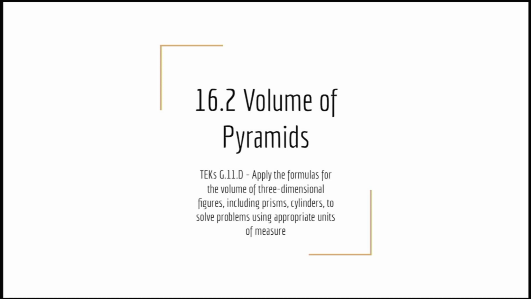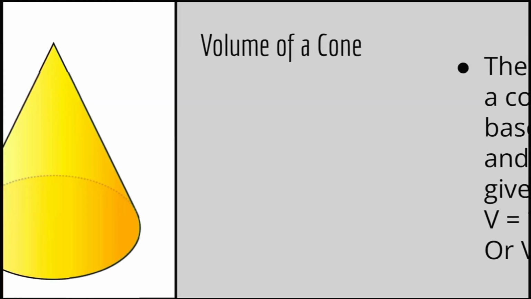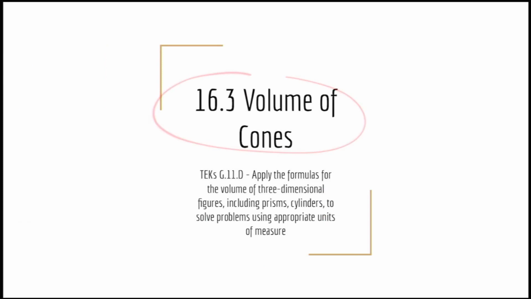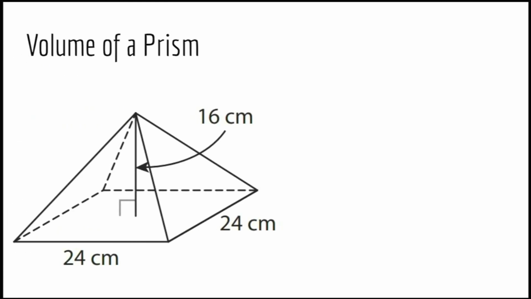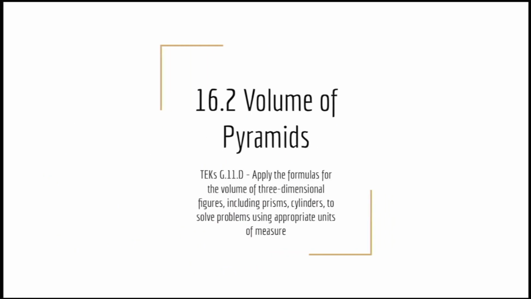Okay, so today we're going to be doing 16.2 volume of pyramids, and then we're also going to be doing 16.3 volume of cones. They're essentially the same thing. They're kind of like finding the volume of a cylinder versus a prism. It's going to be the same formula.